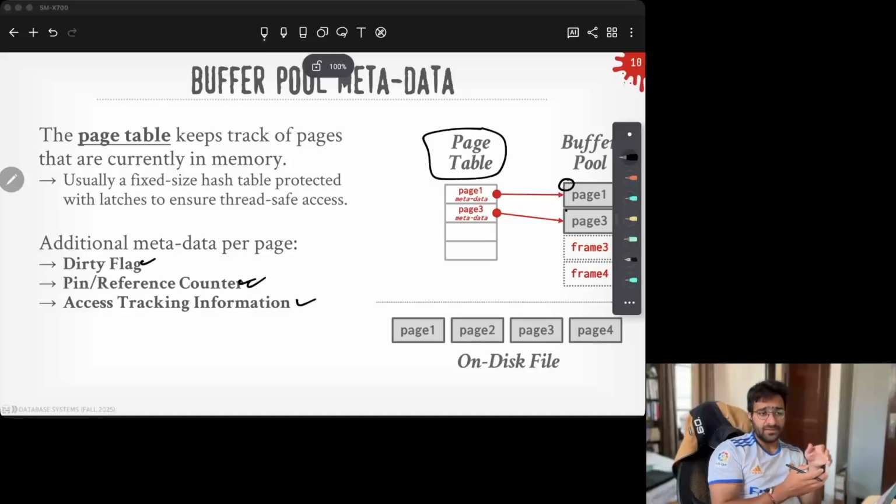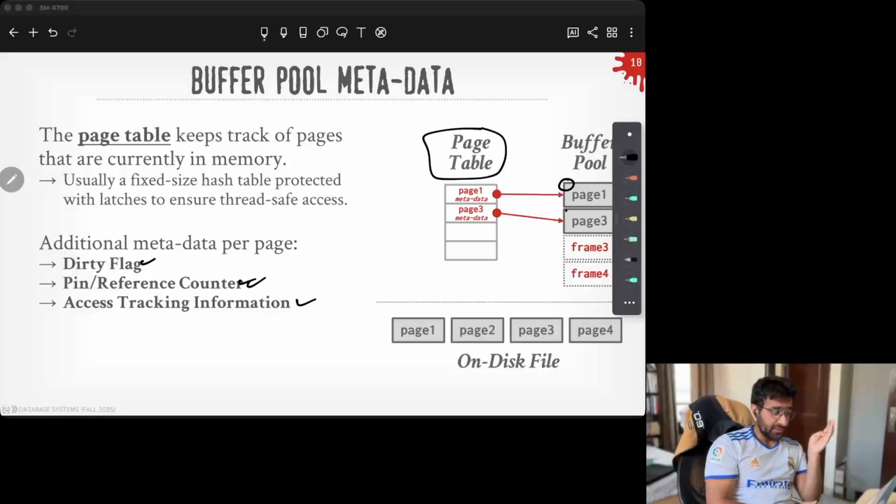Then you have access tracking information about what transactions might be able to see this page and what transactions might not be able to see this page. This comes in when you are doing multi-version concurrency control or some other type of concurrency control you are trying to achieve. But we'll see about that also. And what is a page table actually? It's nothing but a fixed size hash table that is protected by latches.